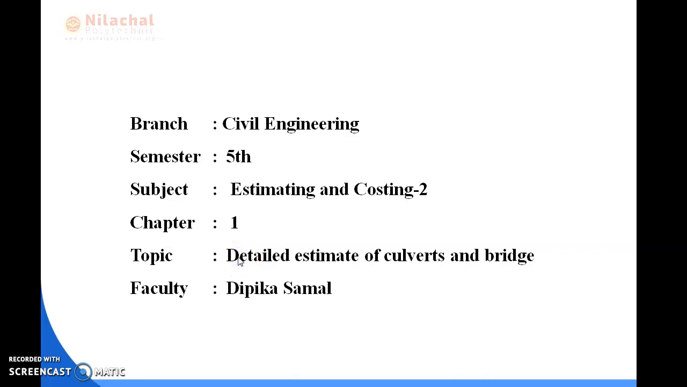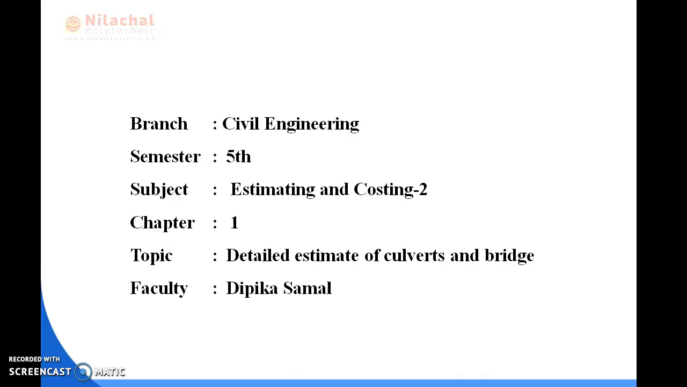Good morning everyone. Today I will discuss estimating and costing 2. Before we go through estimating and costing 2, first of all we should know about estimating and costing 1.